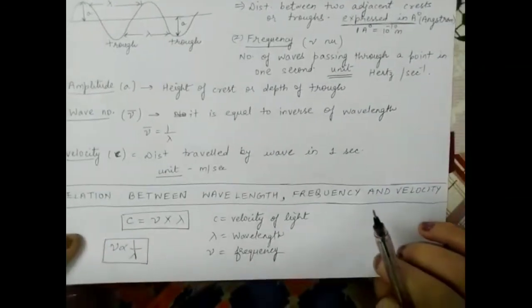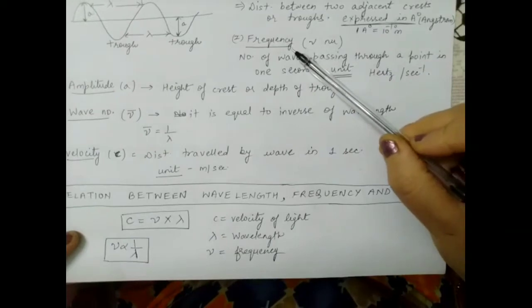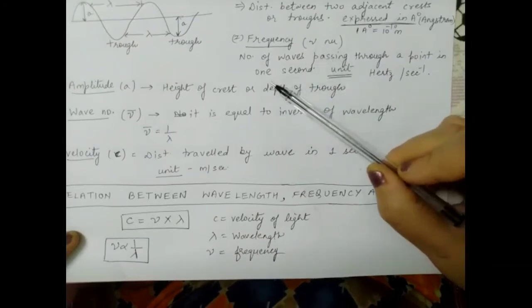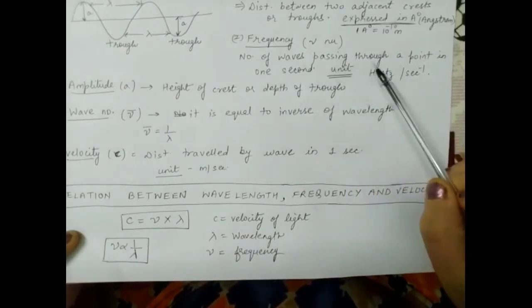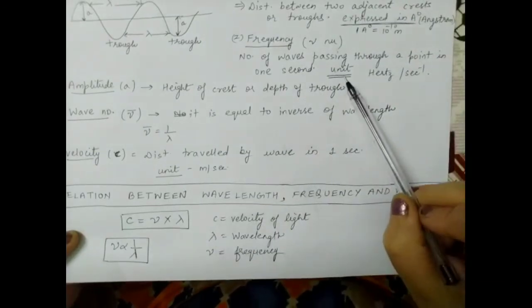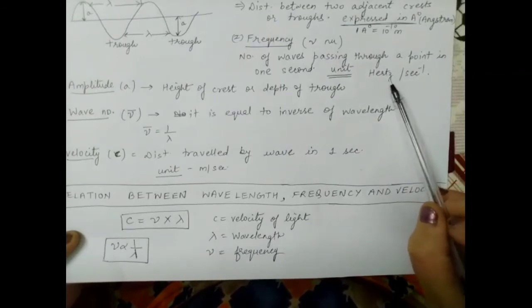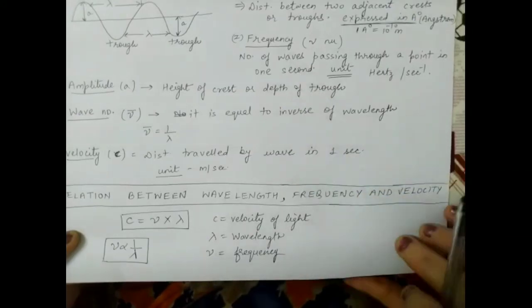The second characteristic of wave is frequency. Frequency is symbolized as nu. Okay, this is the symbol for nu. And what is the meaning of frequency? Number of waves passing through a point in 1 second. Okay, and what is the unit of frequency? It is hertz. And what is 1 hertz? 1 hertz is 1 second inverse. Okay, so this is the meaning of frequency.